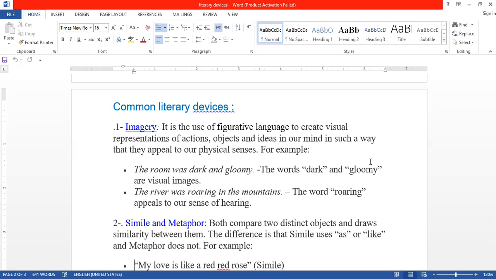Read the first one, imagery. Read it, please. It is the use of figurative language to create visual representation of actions, objects, and ideas in our mind in such a way that they appeal to our physical senses. For example, the room was dark and gloomy. Let me explain. Imagery is derived from the word image. Yes or no?